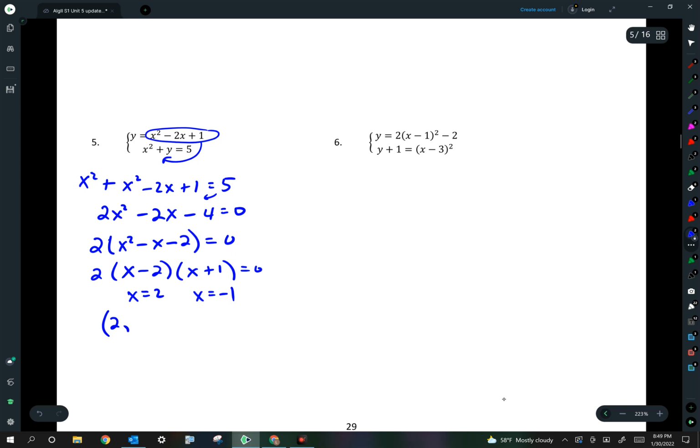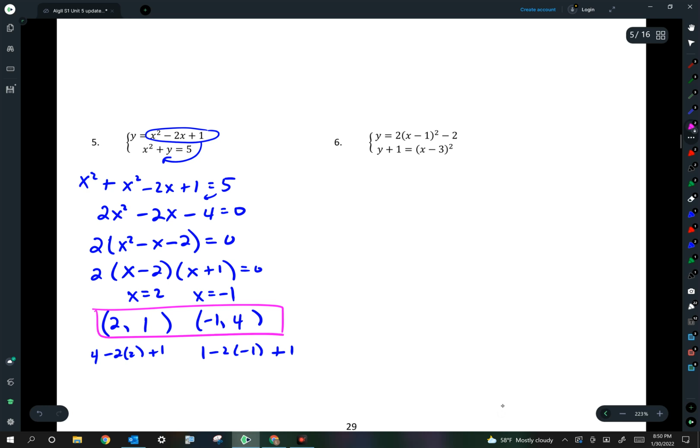So I'm going to substitute back in so I can find my y values. If I put in 2, I'm going to have 2 squared minus 2 times 2 plus 1. I think that's going to be 1. And if I put in negative 1, I'm going to have negative 1 squared is positive 1. Minus 2 times negative 1 plus 1. I think that's going to come out to be a total of 4. So I have 2 solutions, 2 ordered pairs that represent my solution.